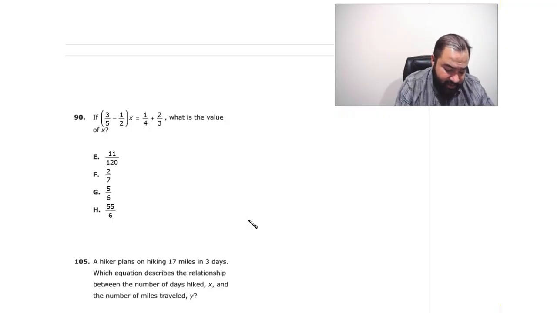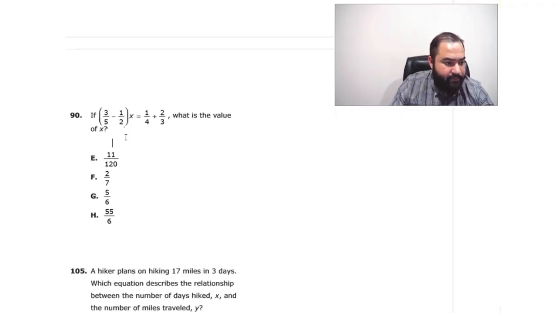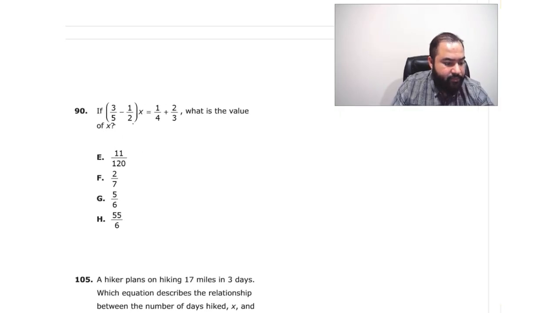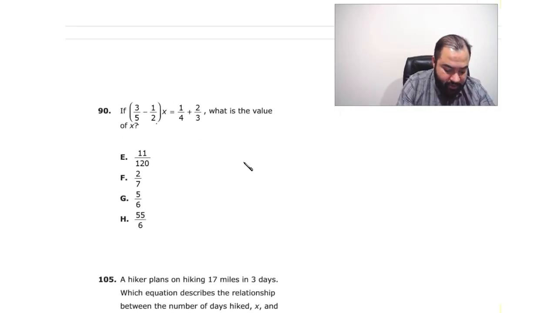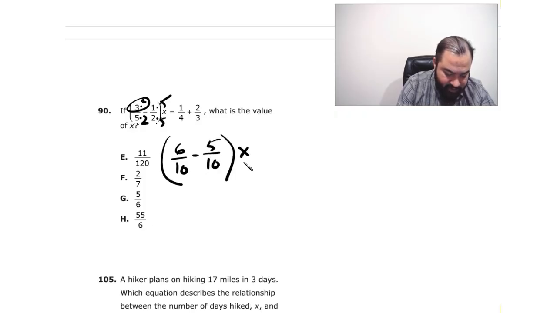This is again fraction subtraction. When you do fraction subtraction, we want the denominators to be the same. So with 5 and 2, let's zoom in a bit so you can see it better. I'll multiply this one by 2, and this one by 5. So I have 6 over 10 minus 5 over 10. Remember, outside the parentheses there is an x.